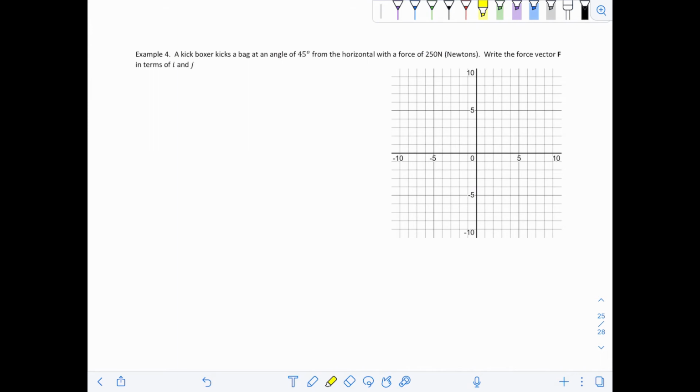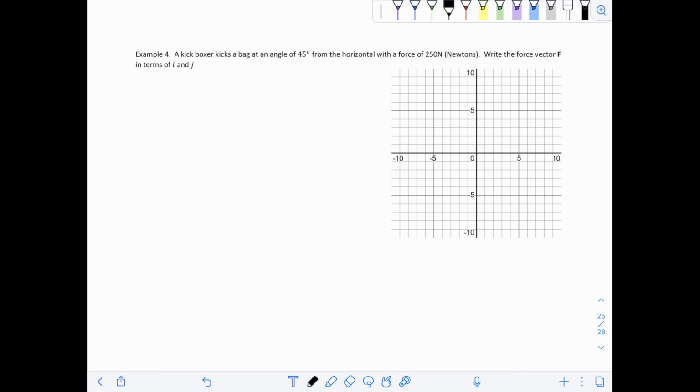With these last couple of examples, what we're going to look at are some types of applications. There's tons of applications with vectors. We're just going to look at a couple here. So the first one says, a kickboxer kicks a bag at an angle of 45 degrees from the horizontal with a force of 250 newtons. Write the force vector F in terms of i and j.